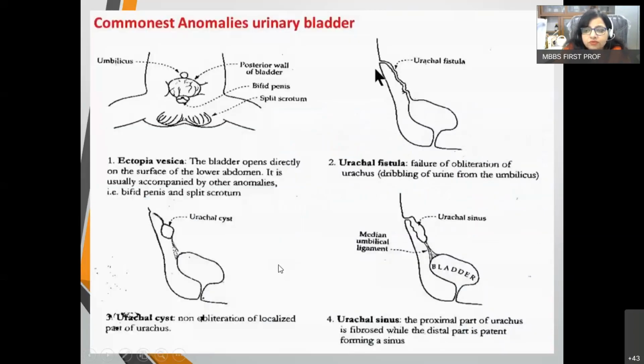These are some of the anomalous conditions where the bladder lies open on the lower abdomen, and this condition is termed as ectopia vesicae. Vesica is singular, vesicae is plural. Okay, then there could be urachal fistula or urachal cyst, or sometimes a sinus may also form. That was because of the connection of the bladder to the umbilicus. So in this pattern, there could sometimes be a cyst or a sinus formed.